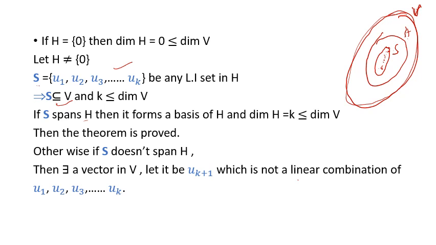If all the vectors in H are linear combinations of elements of S, then S will span H. But we are given that S does not span H, so there will be some element in H which is not a linear combination of elements of S. That element I am taking as UK plus 1. So what is UK plus 1? It is not a linear combination of these K vectors.